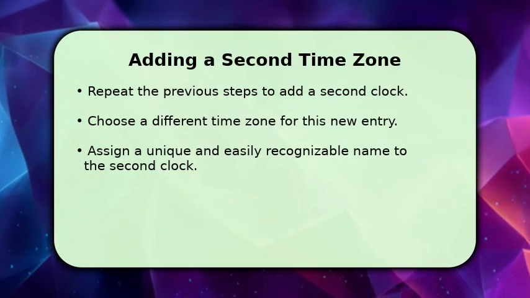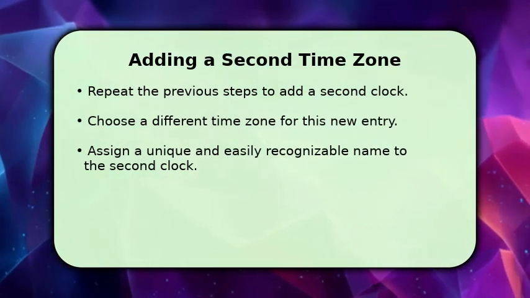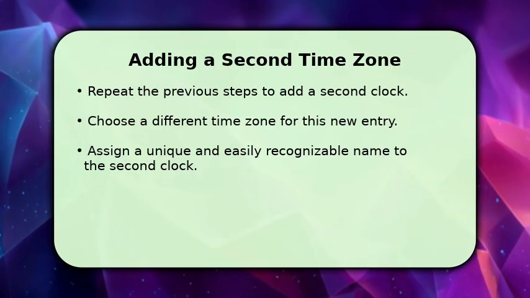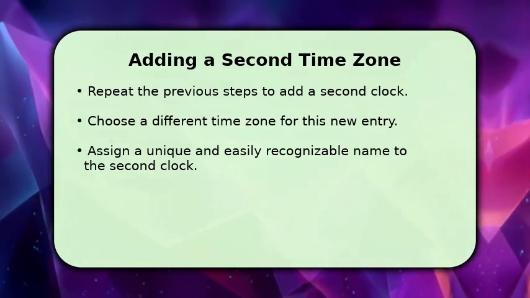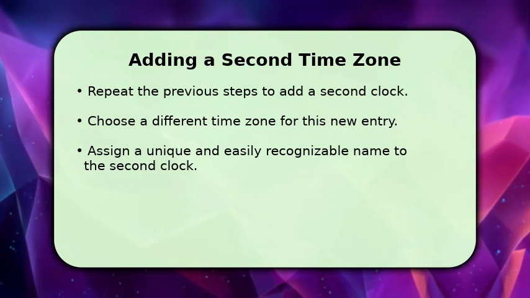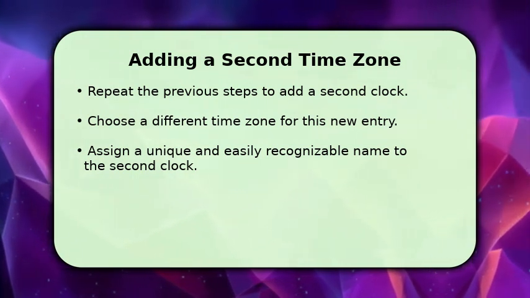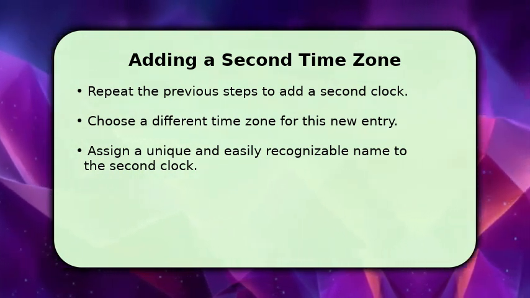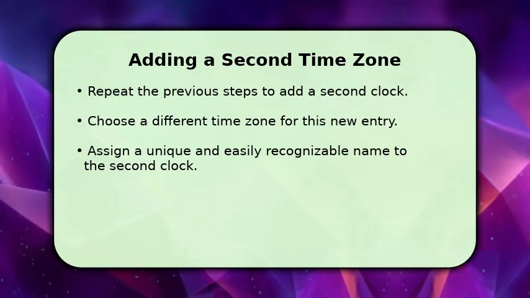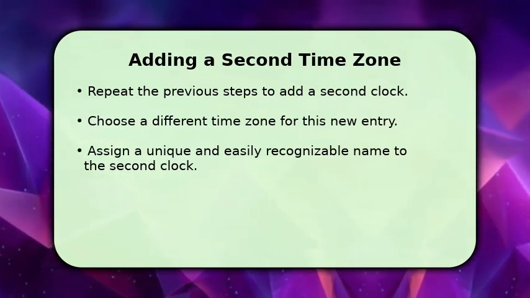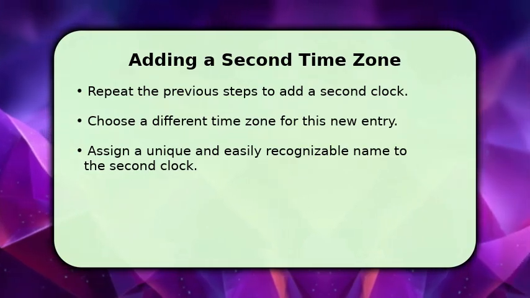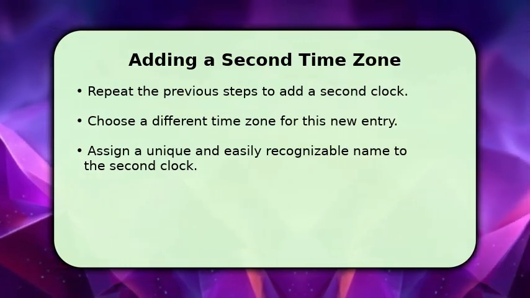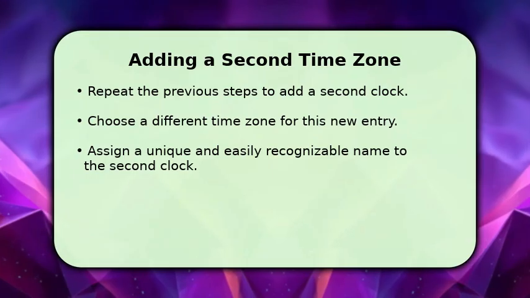You can add a second additional time zone by repeating the same process. Simply check the second Show Additional Clocks box. Then, select another distinct time zone from the drop-down list, perhaps Pacific Time, US and Canada, or Tokyo. Be sure to give this second clock a unique and descriptive name, like Los Angeles office or Tokyo headquarters, to avoid confusion. This allows you to track up to 2 extra time zones simultaneously.